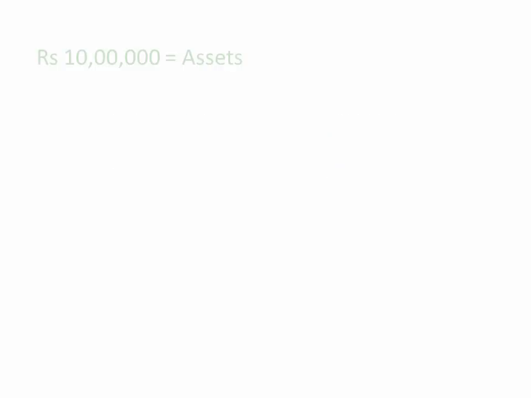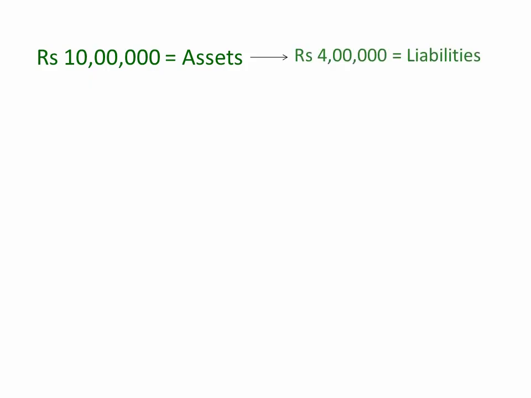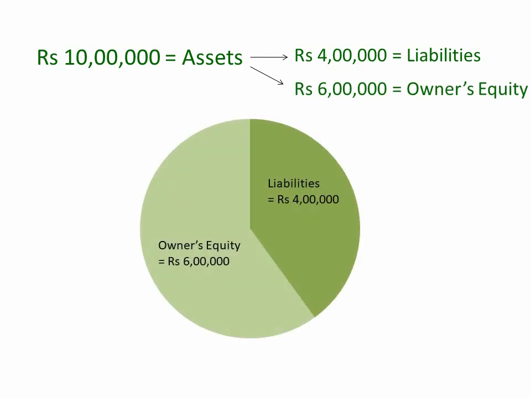Imagine a 10 lakh rupees pie. That's a business's total assets. Suppose 4 lakh was financed through loans, that's liabilities. What about the remaining 6 lakh? That is the owner's equity. So 10 lakh of assets equal 4 lakh of liabilities plus 6 lakh of owner's equity.